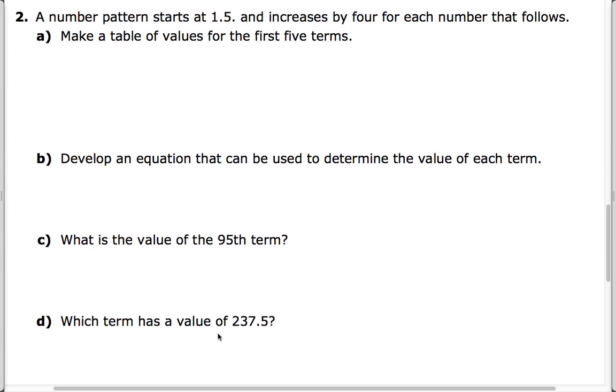So now moving on to page 2, it says here that a number pattern starts at 1.5 and increases by 4 for each number that follows. First off, we want to make a table of values for the first 5 terms. So let's take a look at x and y values.